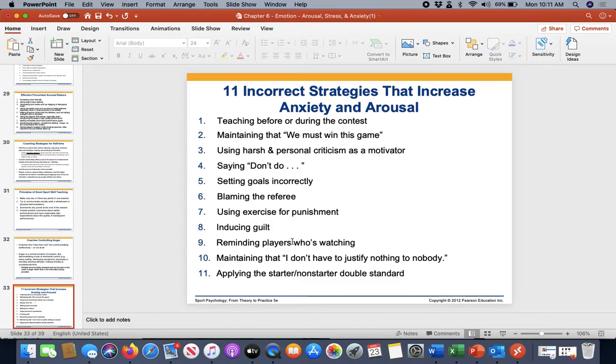Reminding players of who's watching is also wrong, like saying the superintendent is here and they're really not happy with you as a team, or there are some scouts in the stands looking at your performance. You can't let them know that, because that totally changes the perception of the game. And don't think that you don't have to explain anything to anyone. That's not true. The last one here is the double standard of starter and non-starter.